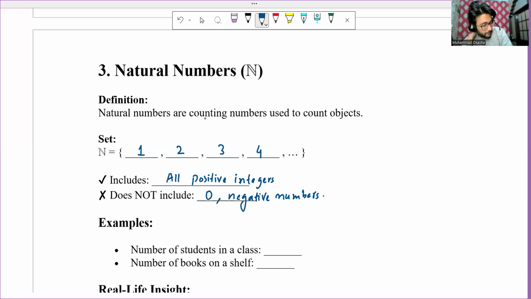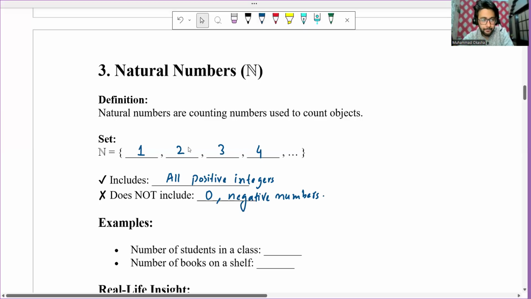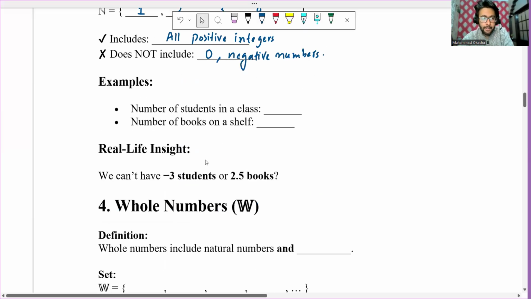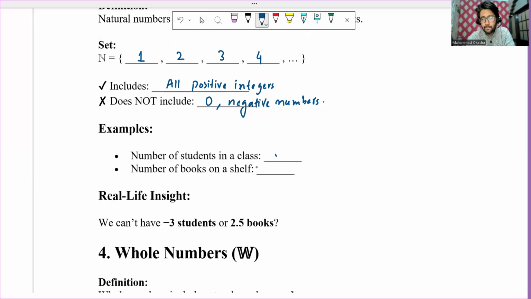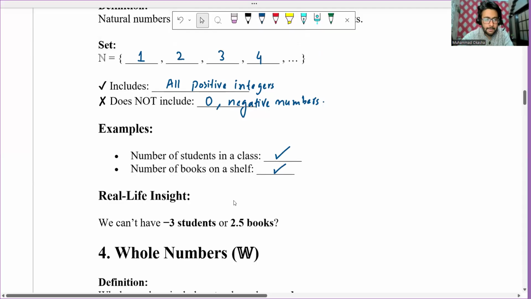It's really important to note down the difference between the natural numbers and the next we'll talk about, which is whole numbers, which include zero. Examples: the number of students in the class are natural numbers. Number of books on a shelf. If you go to a library, the number of books in a bookshelf would be natural numbers, right? You cannot have 30 and a half books and whatnot.